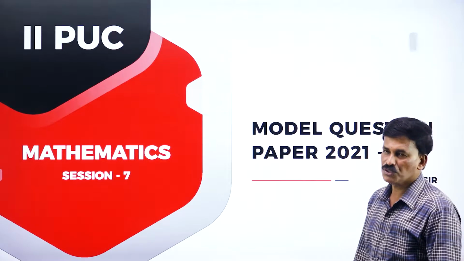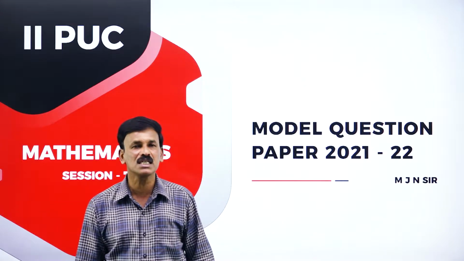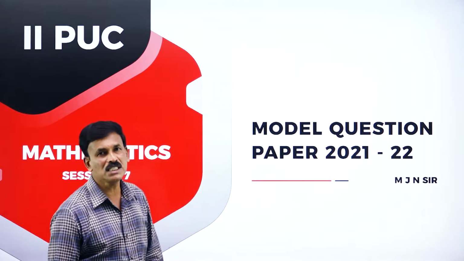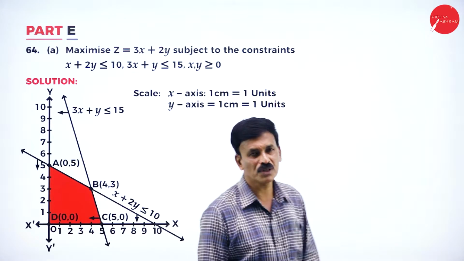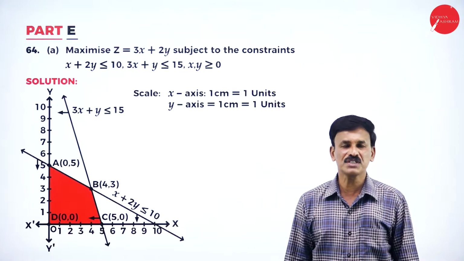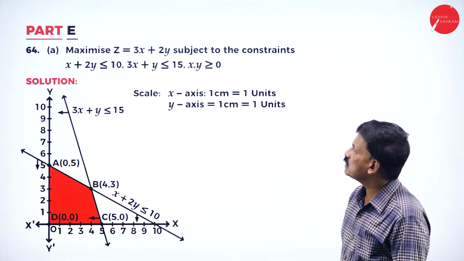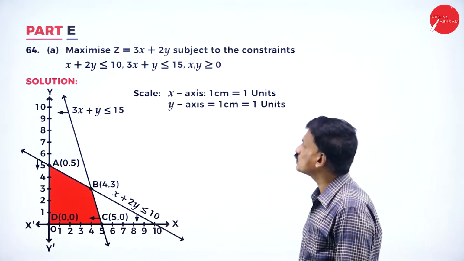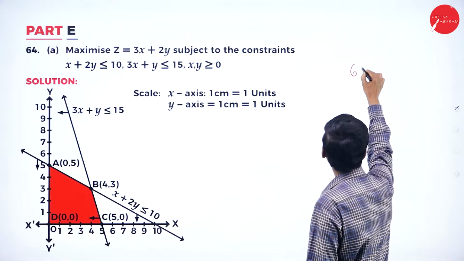Now today I am going to discuss the last part, that is very important and easiest part, that is part E. We have one 6 marks question and one 4 mark question. In part E, you are going to answer only one question. So first question carries 6 marks and second question carries 4 marks. Let me discuss this problem. So this is for 6 marks.